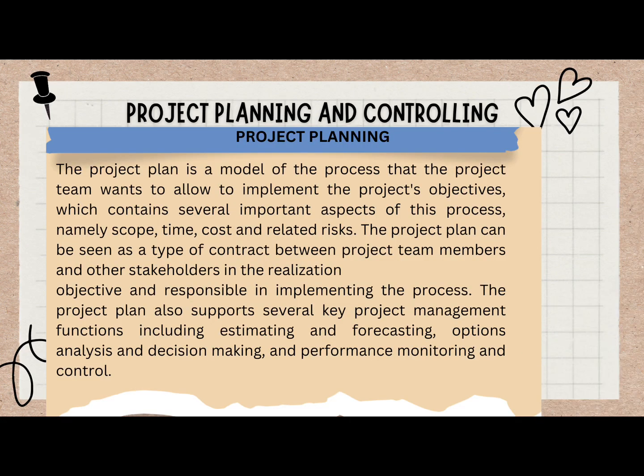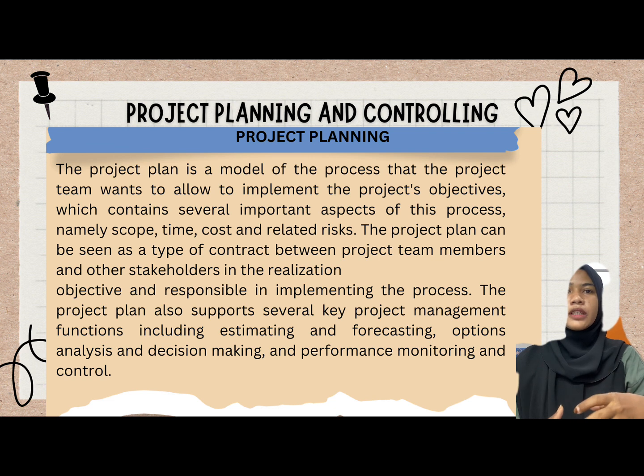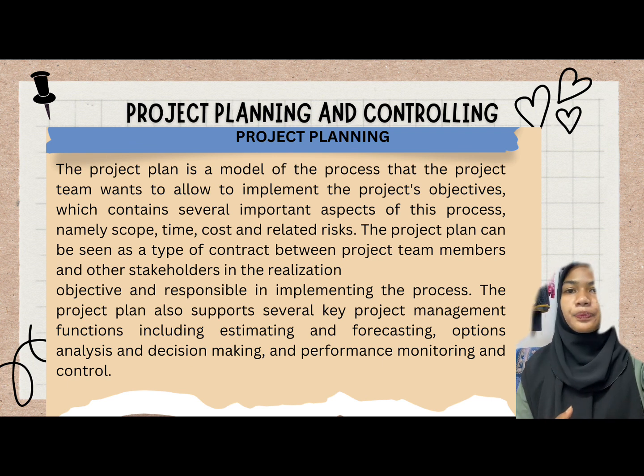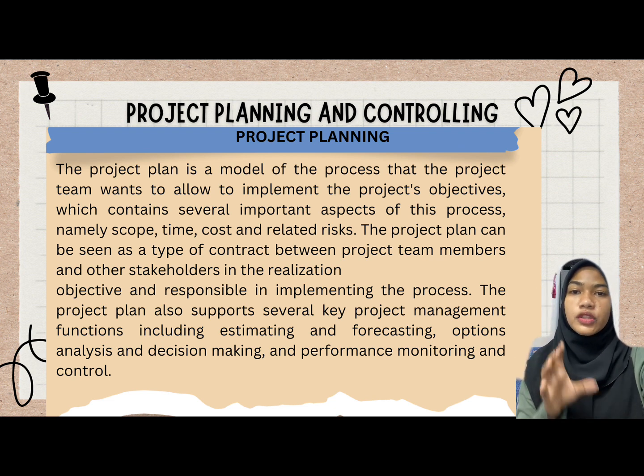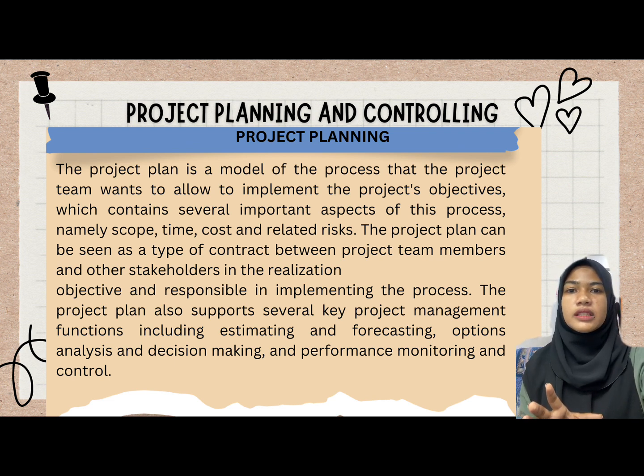Okay, next I will explain about project planning. Project planning is a model of the process that the project team wants to implement to achieve the project's objectives, which contains several important aspects of this process, namely scope, time, cost, and related risk. The project plan can be seen as a type of contract between project team members and other stakeholders in the realization of objectives and responsibility in implementing the process.